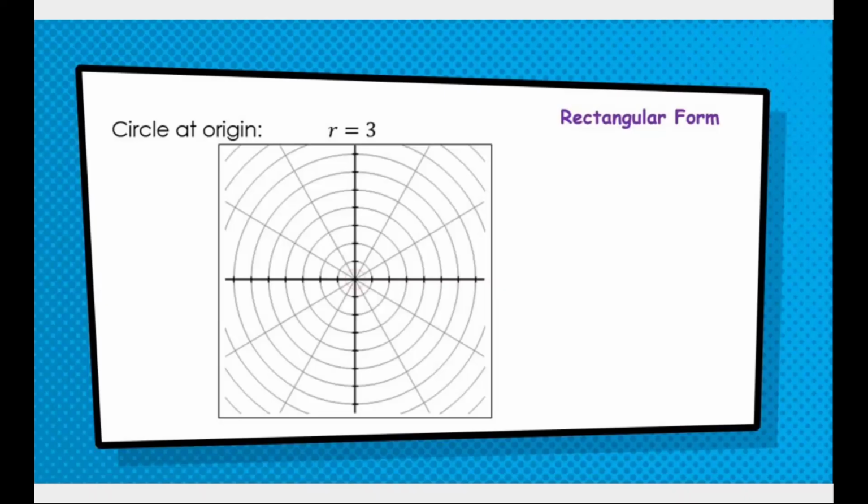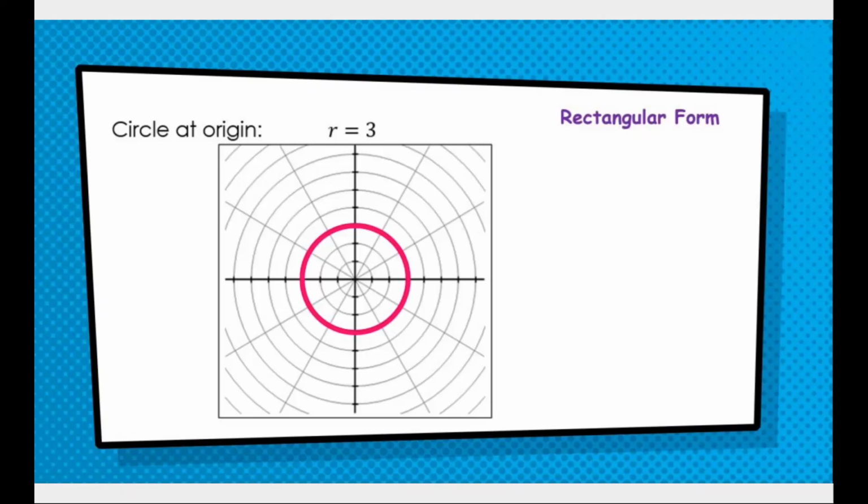I'll give you something like r equals 3. And if you have a radius of 3, this is just going to produce a circle centered at the origin. So it's going to look something like this. We would go out 3. That's our radius. Our radius is 3.